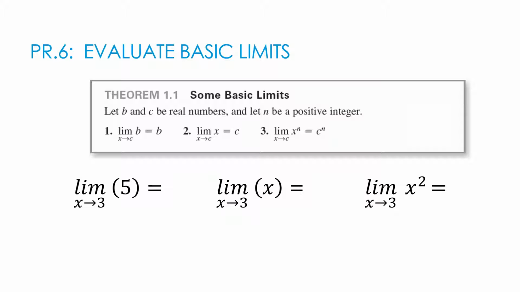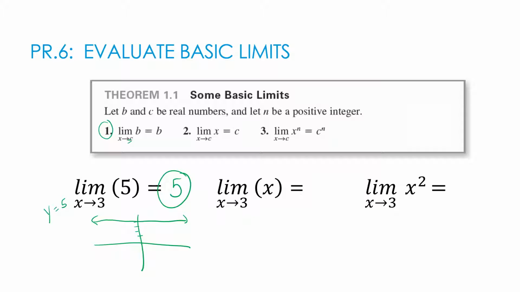Again, the first one says if you are taking the limit, and it really doesn't matter what c is, if you're taking the limit of a constant, the solution is that constant. So our first example here, the limit as x approaches 3 of 5 is 5. And if you think about this, really we're just looking at a graph of a function, and that graph is the function y equals 5. And so it looks like this. So it doesn't matter as x approaches what, we know the solution will be 5.